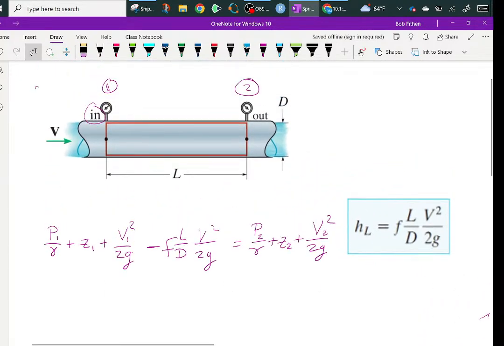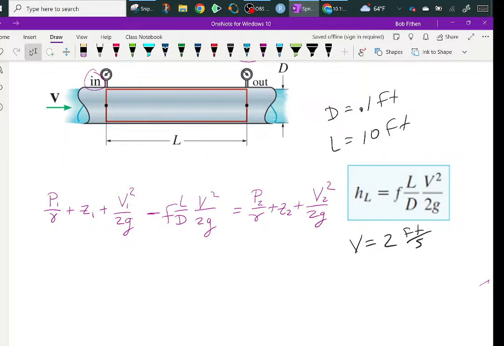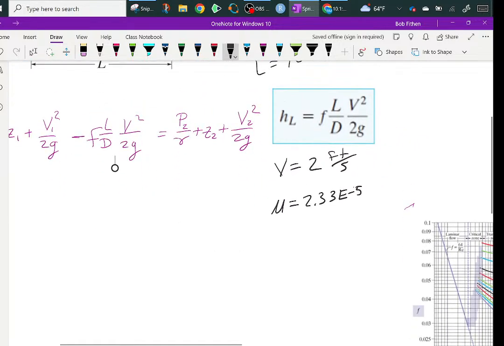So let's assume we had a pipe that was, say, diameter equal to 0.1 feet, length equal to, say, 10 feet. We're just going to say the velocity flowing through there is 2 feet per second. And let's say the viscosity is 2.34 e to the minus 5. And the question is, what are the units there?